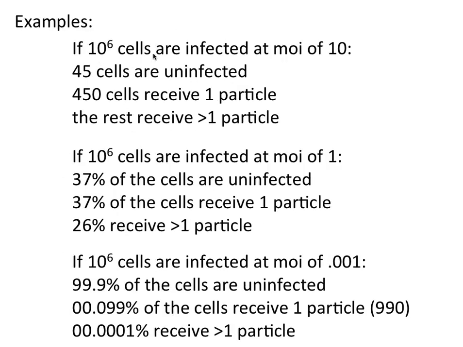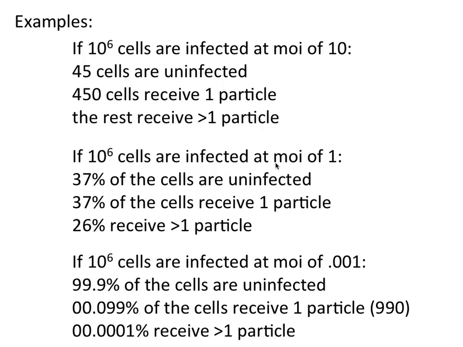If you infect 1 million cells with an MOI of 10, and you use the equations from the previous slide, you will determine that 45 cells are uninfected, 450 cells receive one particle, and the rest get more than one. So you can see right away that at an MOI of 10, all of your cells are essentially infected, almost 1 million, subtracting 45 plus 450. And so that's why if you want to synchronize infection in a culture, you use a high MOI. 10, you could use 5 as well, but we use 10 to be sure.